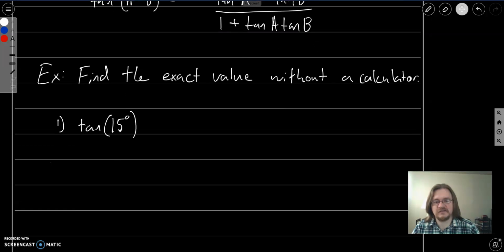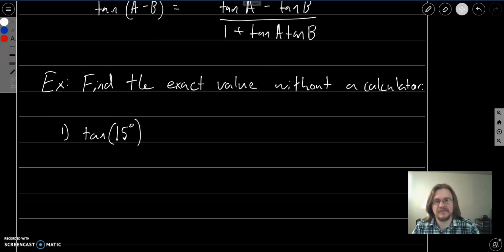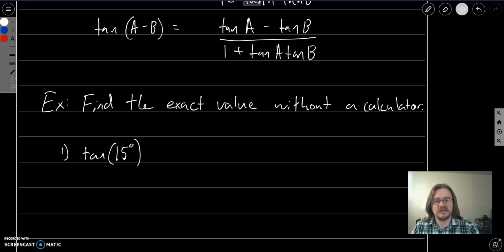So let's find the exact value of these guys without a calculator. When we say without a calculator, we should think, okay, there are a few angles that we know how to take sines and cosines of and tangents of. So for instance, all of the multiples of 90 degrees. So we can take trig functions for 0 degrees, 90 degrees, 180 degrees, these sorts of things. But also the special angles in between, 30, 45, and 60. These are our special angles.